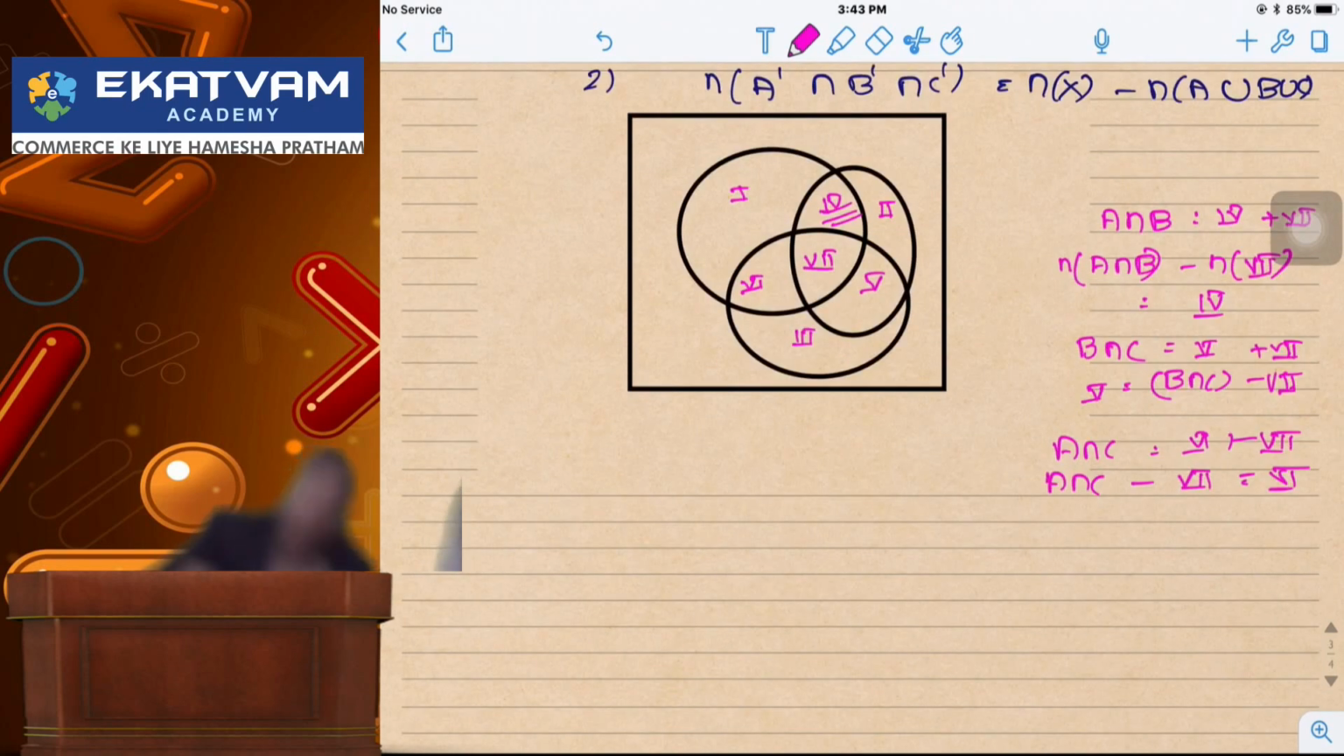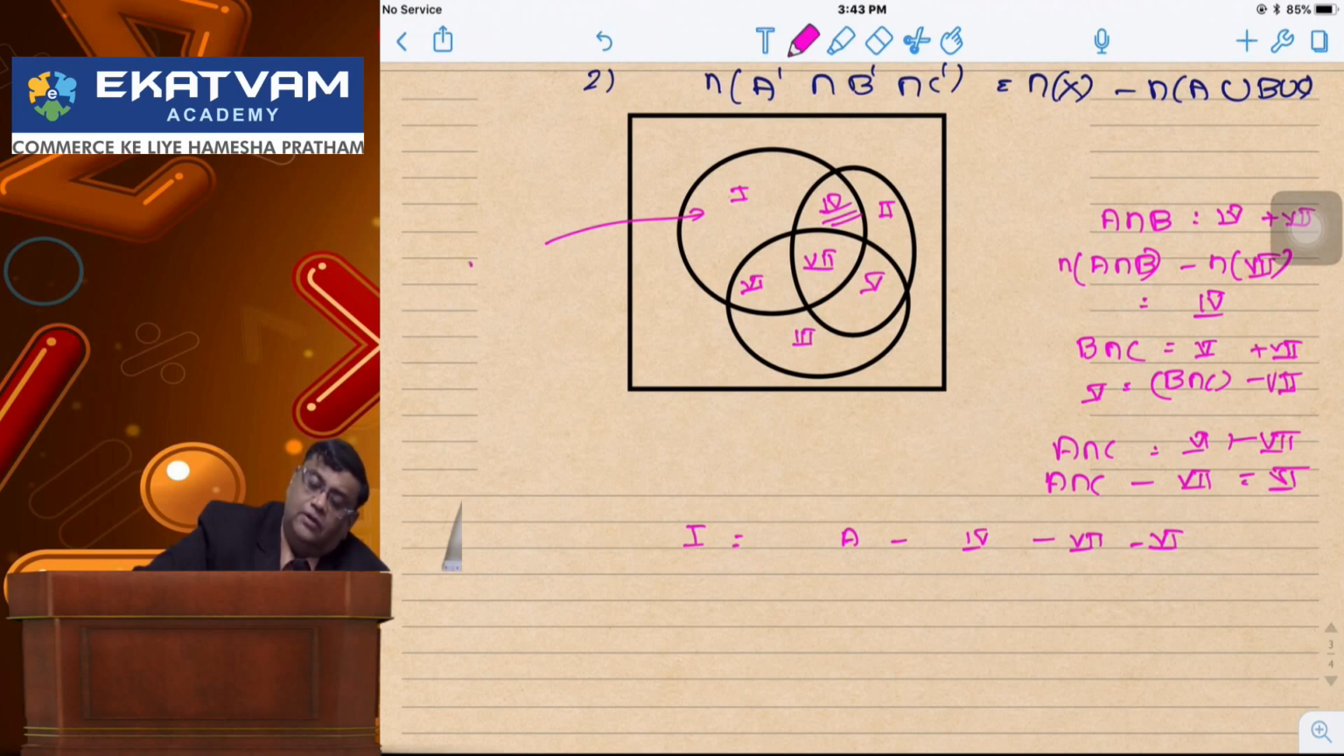Then tell me, how will you get the region 1? That will be A minus 4 minus 7 and minus 6. After these subtractions you will get the first region. So using this you can complete the whole diagram. And then let me ask anything.